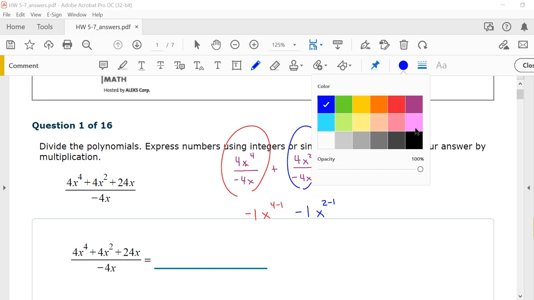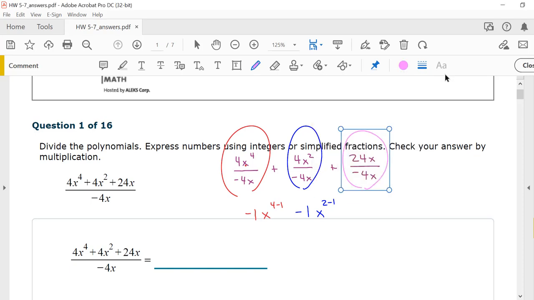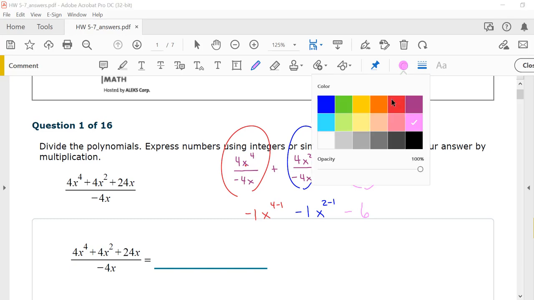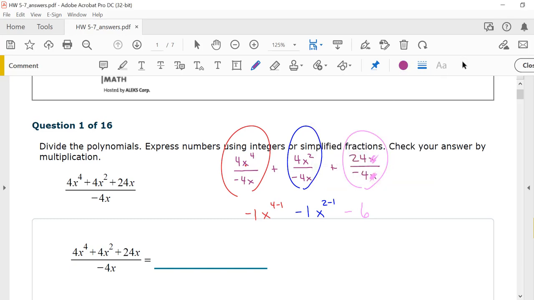One last term, plus 24 over negative 4 is negative 6. And then x over x, 1 minus 1 would be 0. So anything to the 0 power is 1. Or you can see it, those cancel. Okay, my answer will be negative x cubed minus x minus 6.